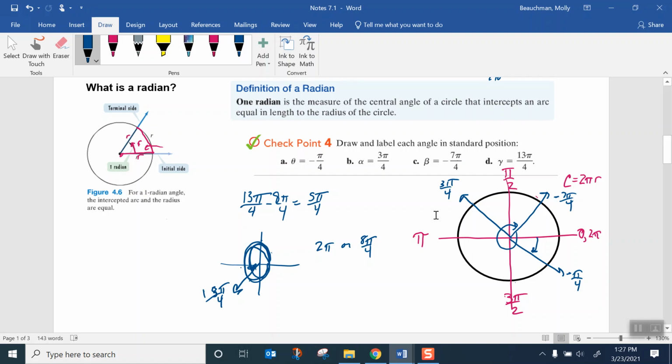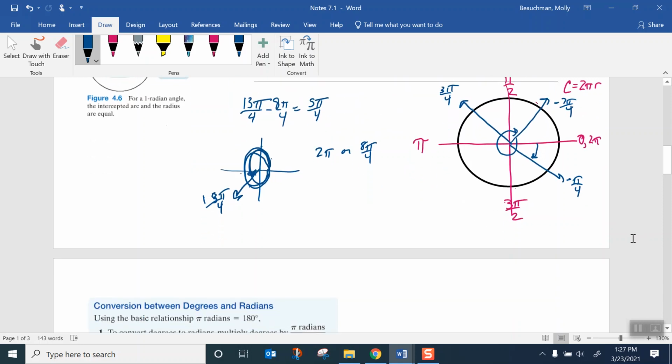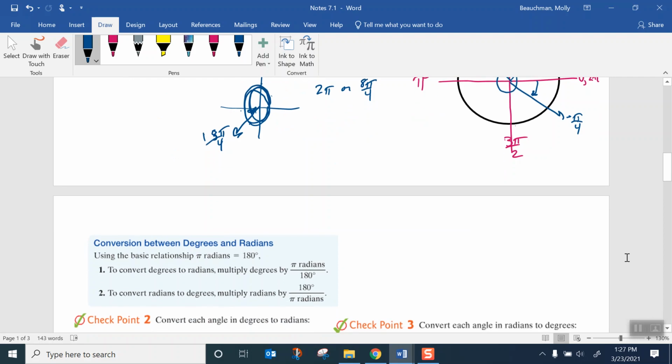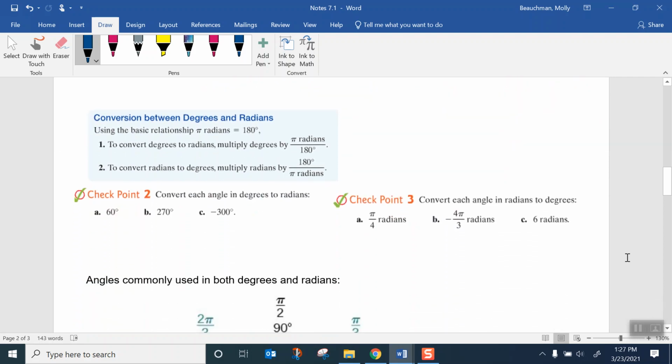It's hard to get used to radian measure, but that's what we're going to use. We'll go back and forth between radians and degrees. All right, so if you notice, we're rotating around the circle a few times. Next topic that we want to talk about is converting between degrees and radians. So we're going to use the basic relationship that pi radians is equal to 180 degrees.